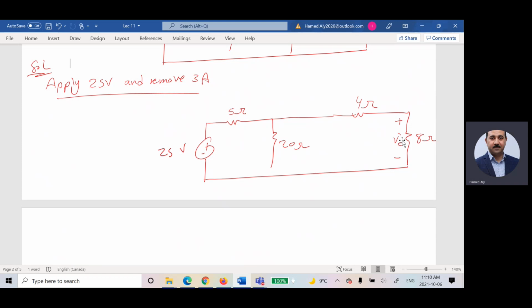Another method. What else should I do for calculating VO?